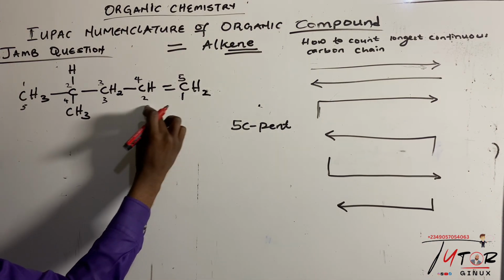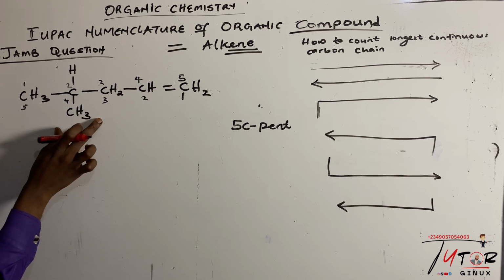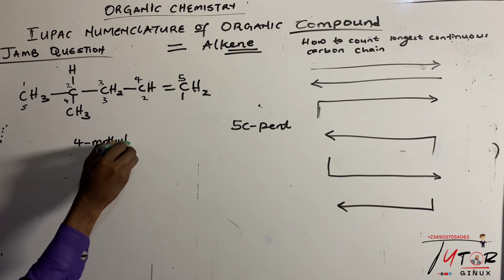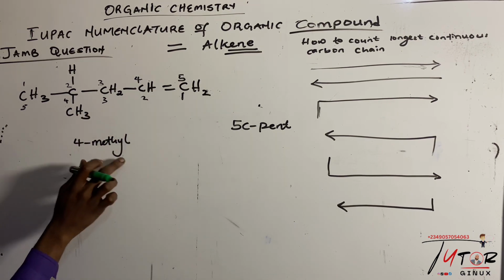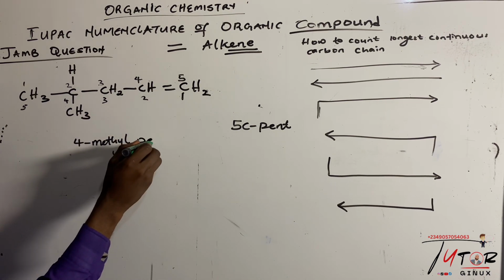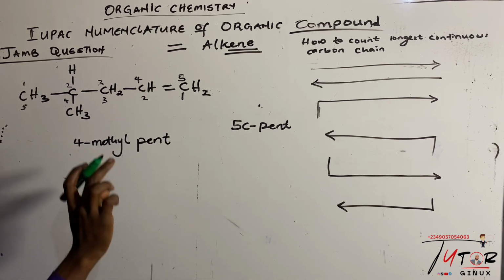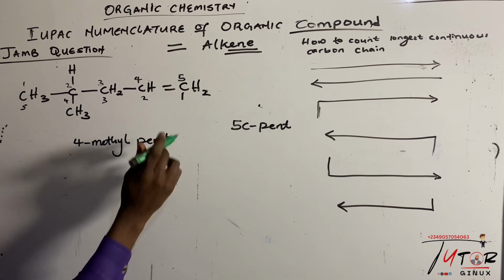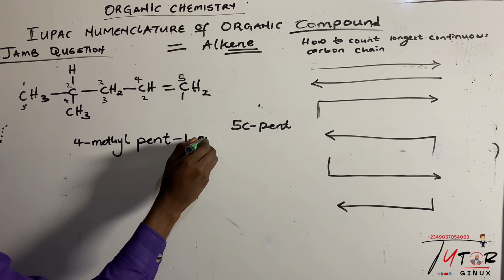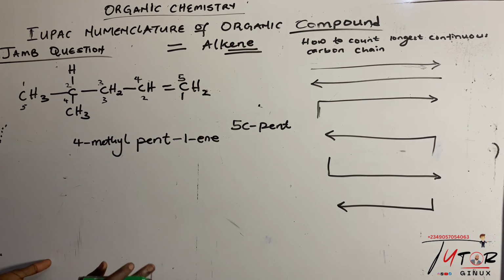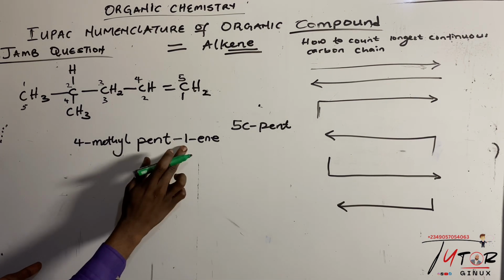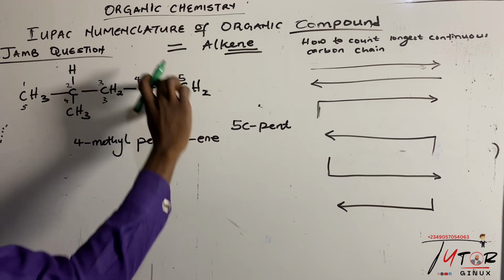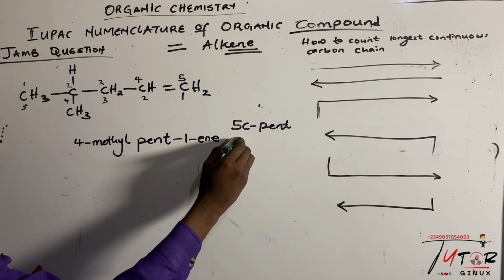You get it? So picking this numbering now, this methyl is on the 4th carbon. So that is 4 methyl. That is, the methyl is located on the 4th carbon. 4 methyl pent. Where is the double bond? Where is it located? On the 1st carbon. So that will be pent 1 ene. 4-methyl, pent 1 ene. 4-methyl, this is the location of the ene, the double bond. 4-methyl, pent 1 ene. And this is correct.